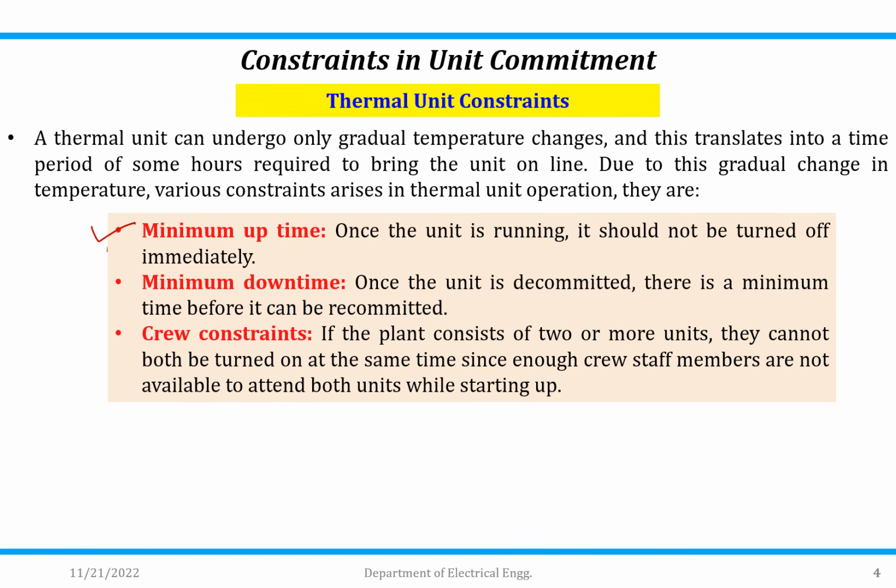In that case, the time required to reach from 80 degrees Celsius to 95 or 99 degrees Celsius is more. So once it is running, it should not be turned off. This is the meaning of minimum uptime. If we have a generator, a unit, and we are using it, if it is running, it should not be turned off immediately.